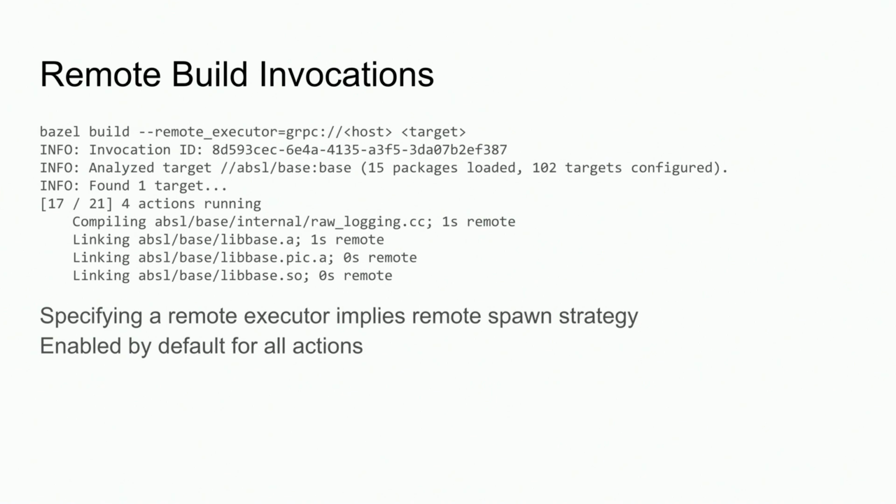We define the remote spawn strategy as a procedure that is required for all actions by default. That means that anytime you're going to end up with a spawn, you're going to end up with a shell out from Bazel, you're going to go through the remote execution strategy unless you do something different.